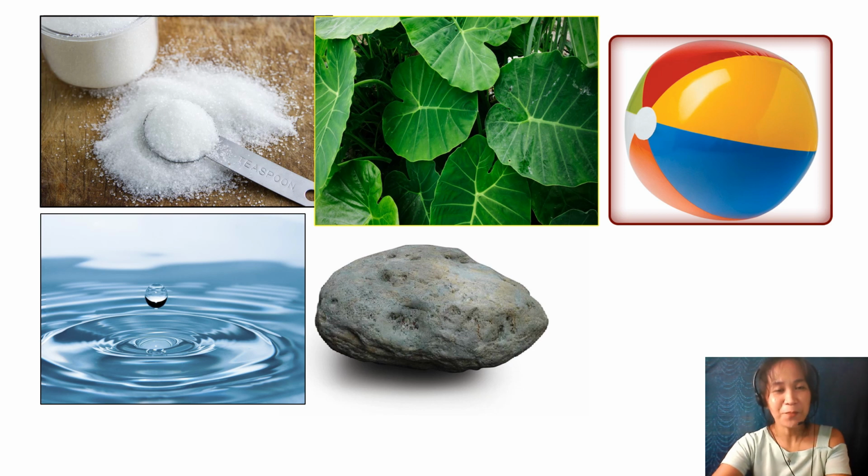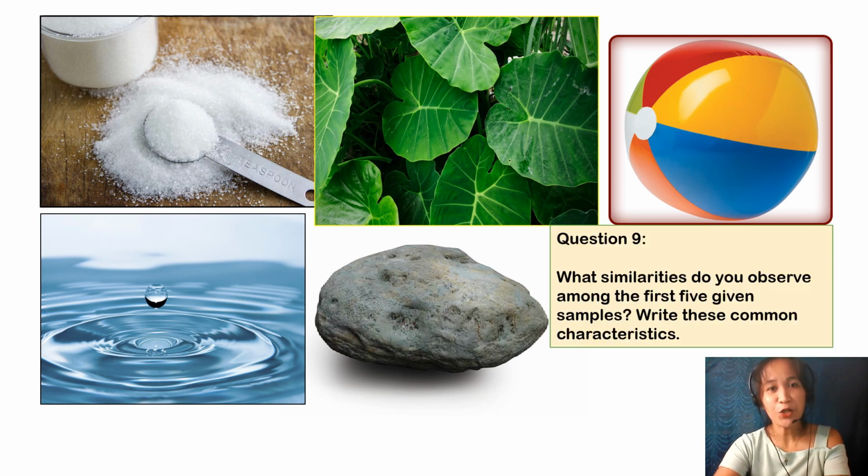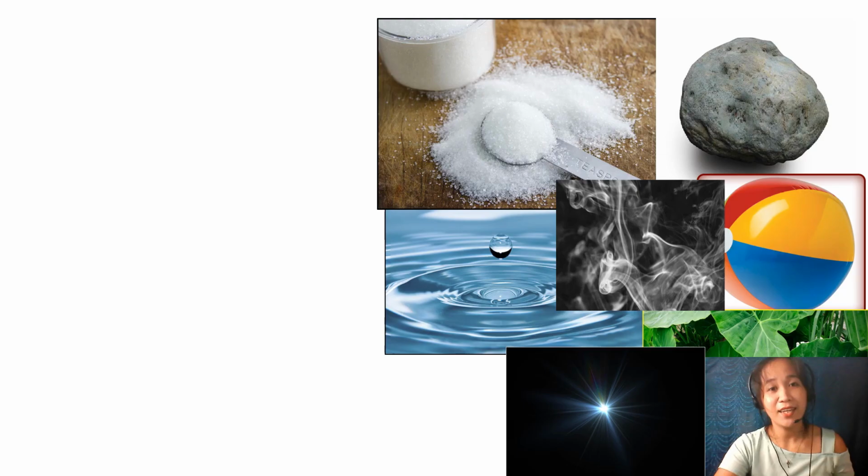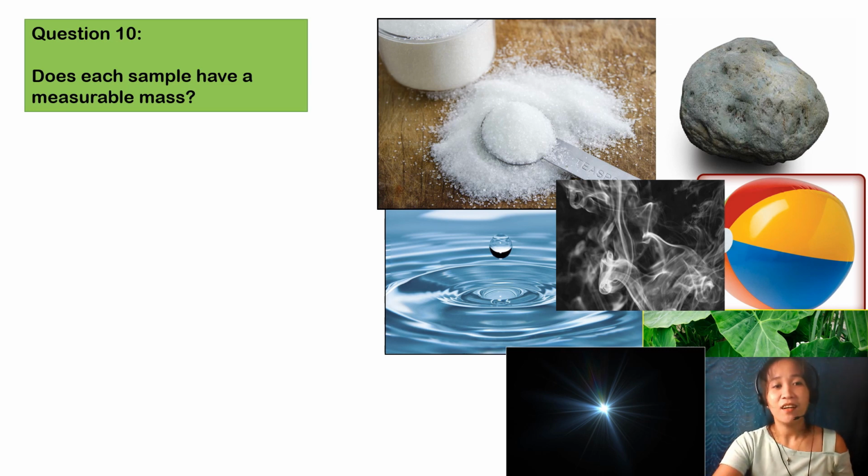For question number 9, what similarities do you observe among the first 5 given samples? So the sugar granules, the water, leaves, the rock, and the air inside the ball. So what similarities do you observe among those objects or among those given samples? So just write their common characteristics. And for question number 10, does each sample have a measurable mass?